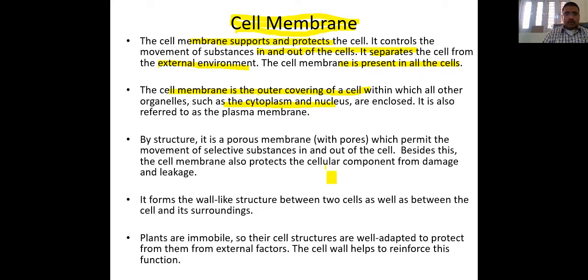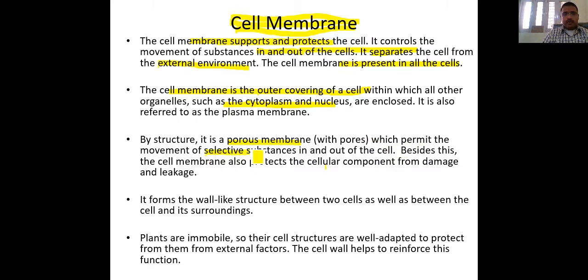By structure, it is porous. When we talk about the plasma membrane, it is a porous membrane. Porous means there are some pores. Like in our body, on the skin there are some pores through which sweat gets outside. It looks like that in the cell membrane also, which permits the movement of selective substances. What does it mean?